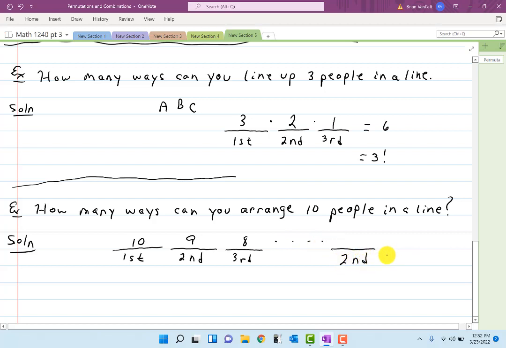And then finally, I shouldn't call it the second position. I should call it the 9th position. And then the 10th position. By the time you get to the 9th position, there's only 2 people left. And of course, when you get to the 10th, there's only 1 person left. And as you might have guessed, this is equal to 10 factorial, which is equal to 3,628,800.